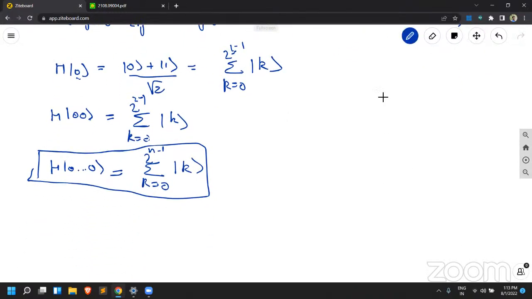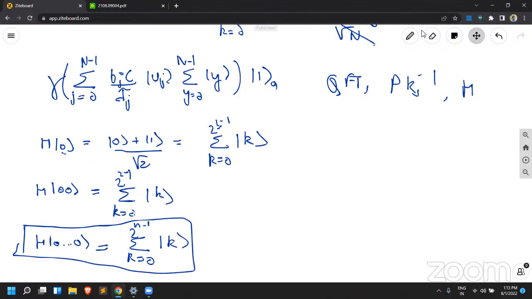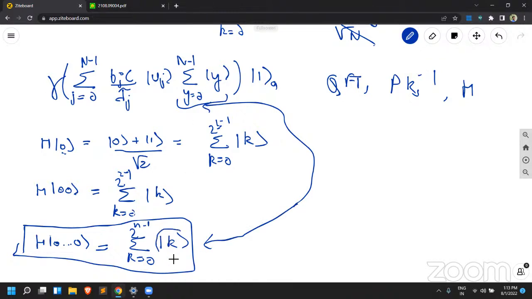Now, we have this particular state finally, right? This is the state that we have, and we are going to apply Hadamard, and this state is exactly the same as this particular state over here. So these two states are the same. It's just that one has K and one is denoted by Y, right?